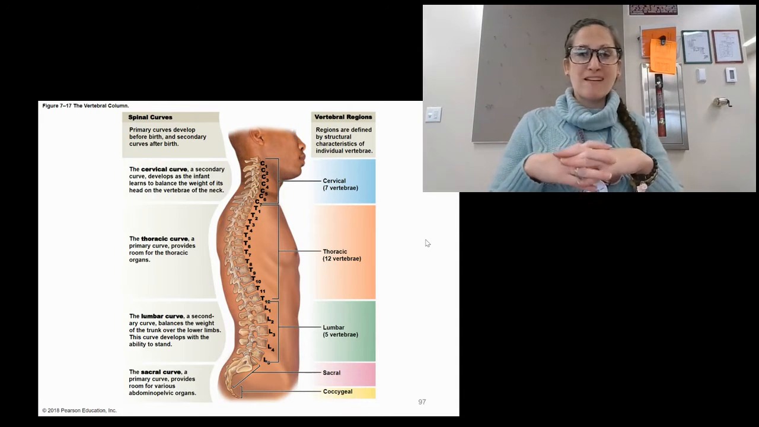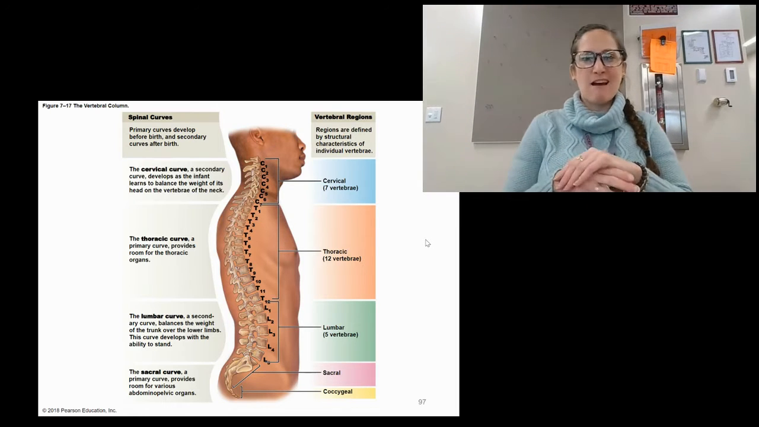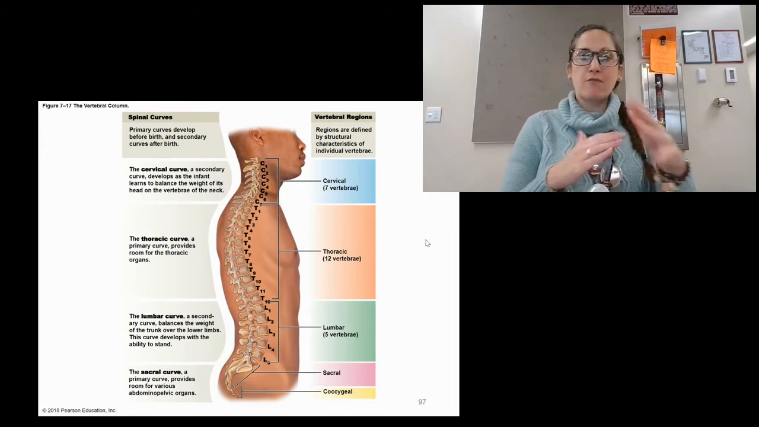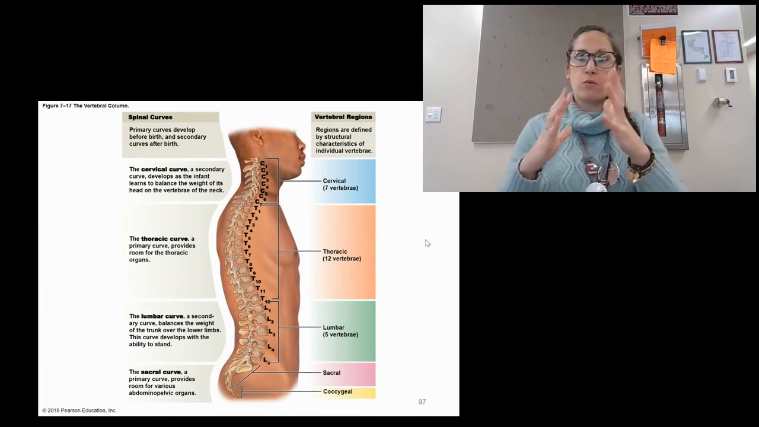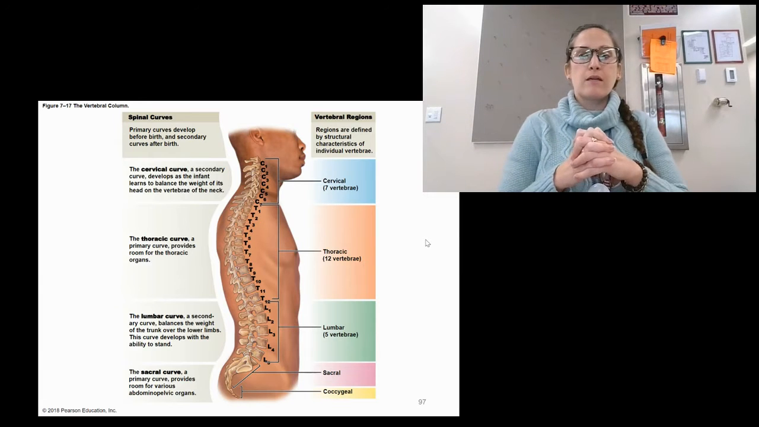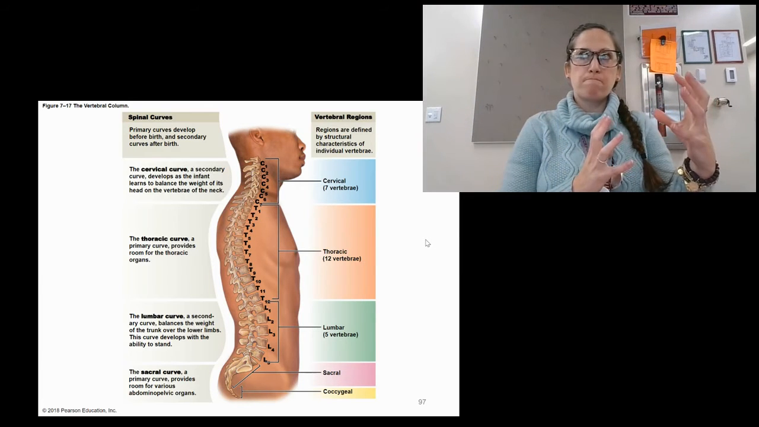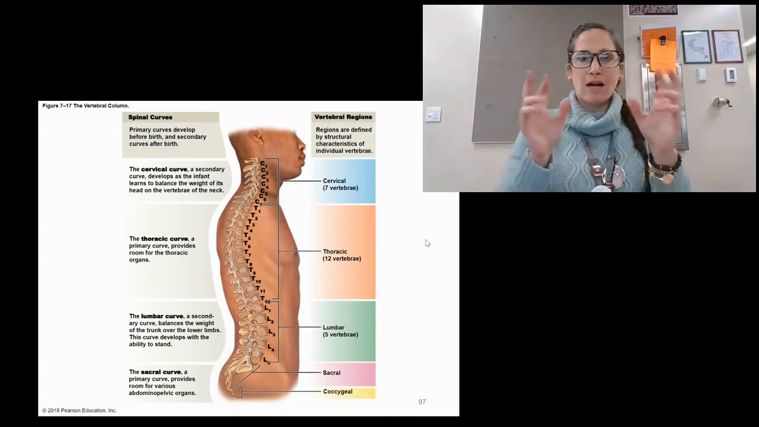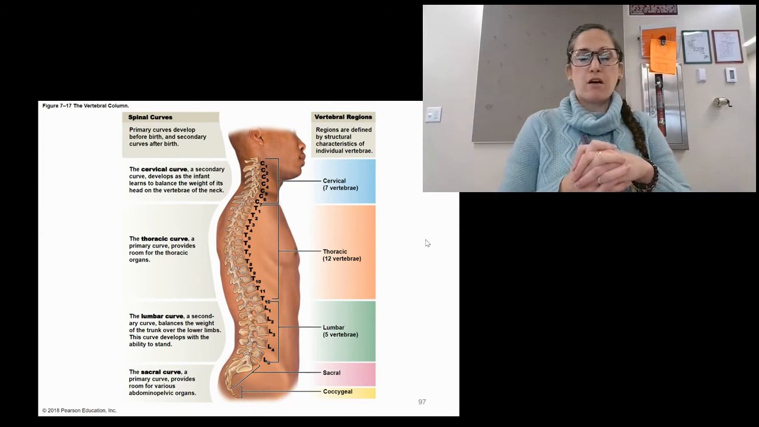And your spine is not straight, even though we always say sit up straight. Your spine is actually not straight. It's curved, and it has several curves throughout. You'll notice that the cervical and the lumbar curvatures tend to curve inward or anteriorly. And then the thoracic and the sacrum tend to curve posteriorly or outwardly, if you will.